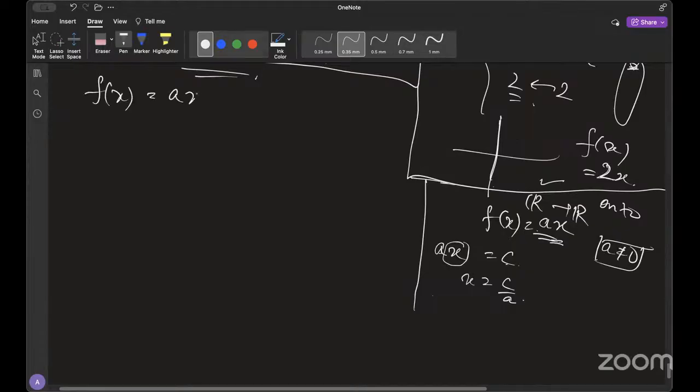Ma'am, how clear was this part to everyone? Is 2x an onto function or an into function? Every function of this form, where a is not equal to 0, is an onto function. This is an onto function.